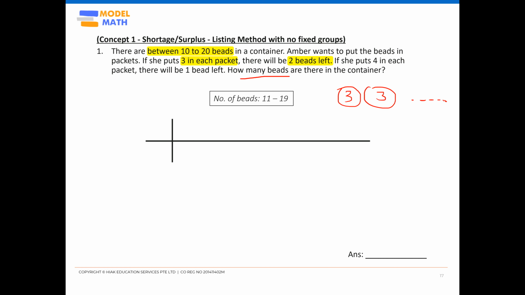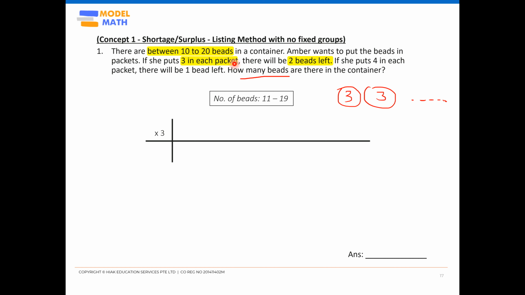I'm actually trying to find out what's the total number of bits across all the packets. So I hope you can tell this is actually listing out multiples of 3. Times 3 just means multiples of 3. But remember, every time she put 3 in each packet, when she tried to put 3 in a certain number of packets, there will be 2 bits left over. So 3 multiplied by the number of packets, those are the number of bits packed in the packets.